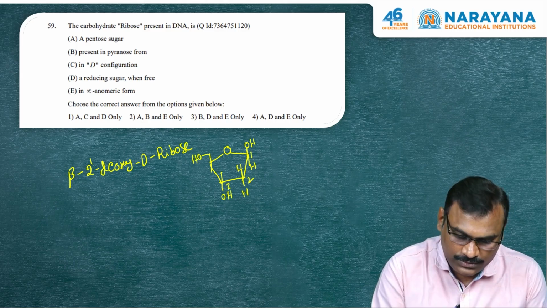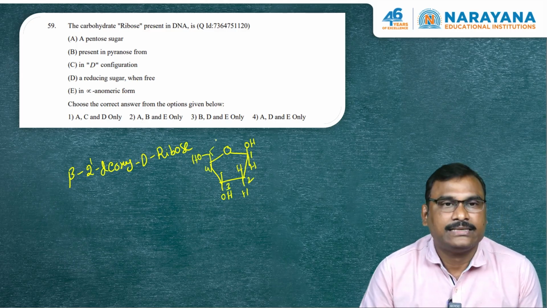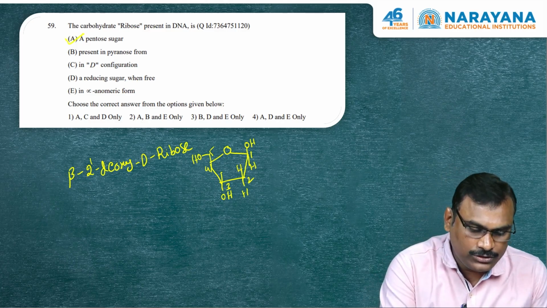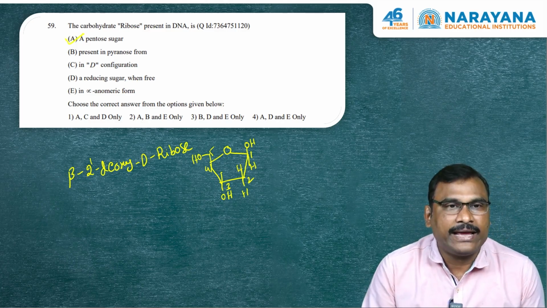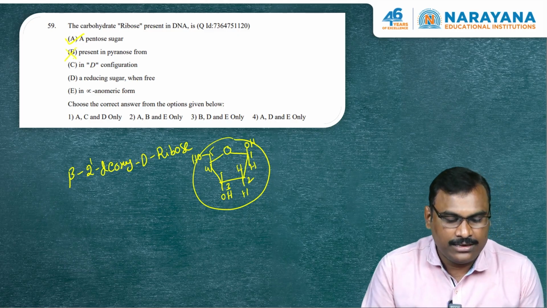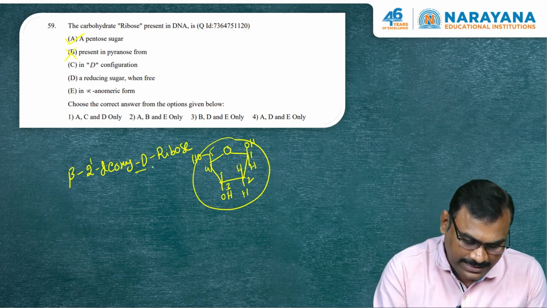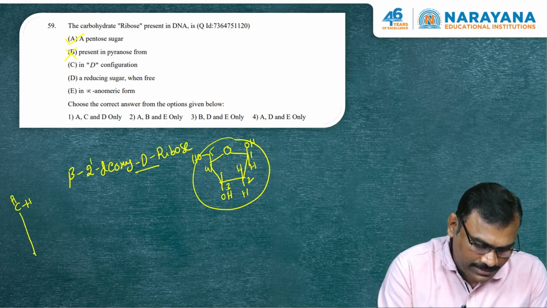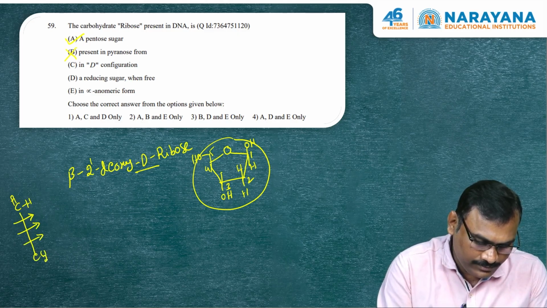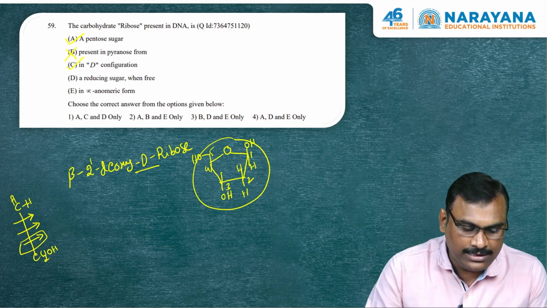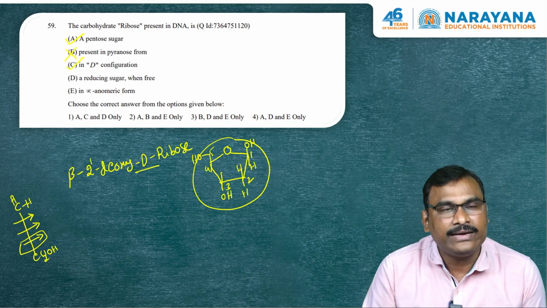1, 2, 3, 4, 5. Yes, it is a pentose. It is a pentose sugar present in pyranose form? No, it is present in the furanose form. And it is a D configuration. Yes, it is a D-ribose. In the open chain, we are writing this as, yes, it is a D-ribose or D configuration.